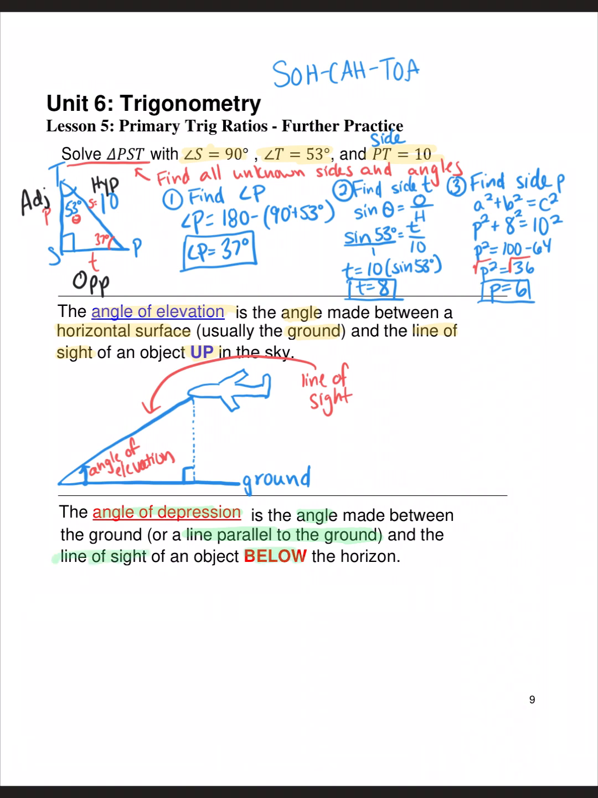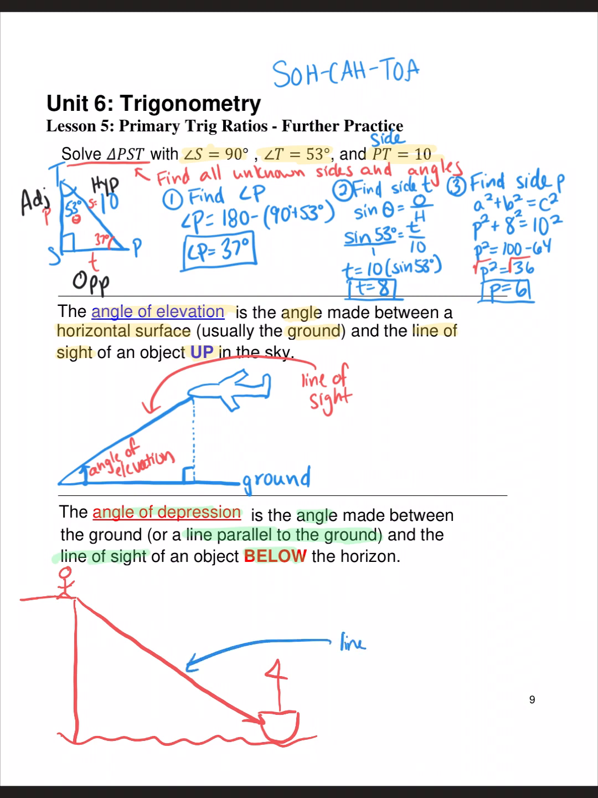Okay, so let's look at this and draw this scenario as well. So let's say that we have some person maybe up on a cliff. Okay, and let's say there's a body of water. We're going to see lots like this. Okay, and there's some boat down below that this person spots. Okay, so from this person to the boat, right? That's the line of sight that we saw in that previous example. But how do we label our angle of depression?